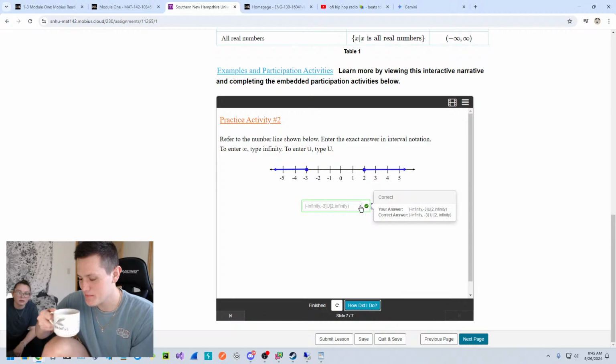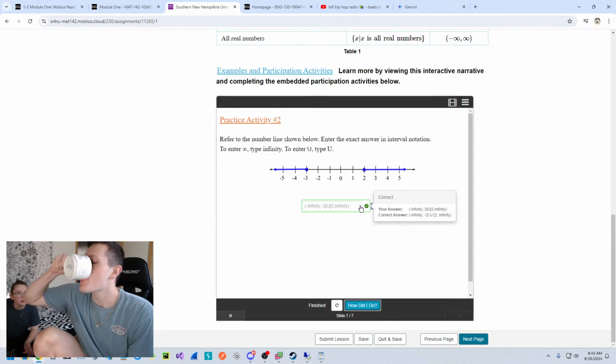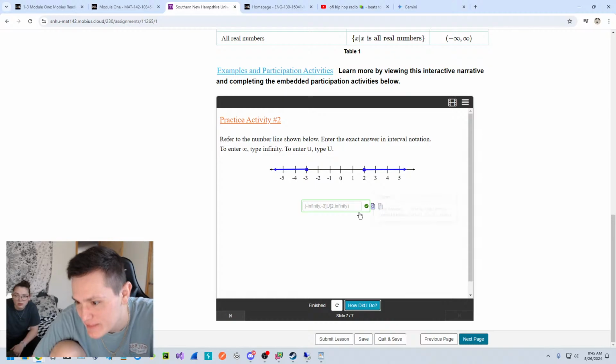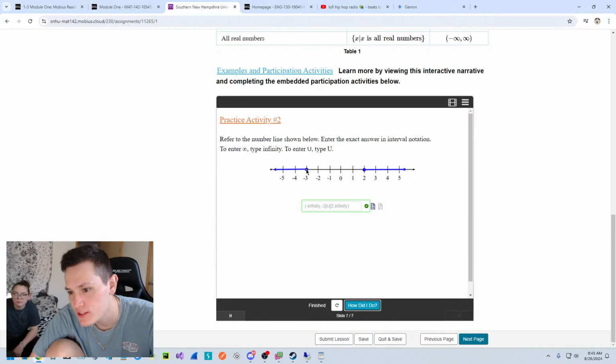Alright, does that make sense? No, I'm not trying to understand, I'm trying to make you understand. Yeah, it makes sense. You got it correct, don't it? Yeah. But I just want to know, if this was an open circle, we would reverse the square bracket and parentheses.